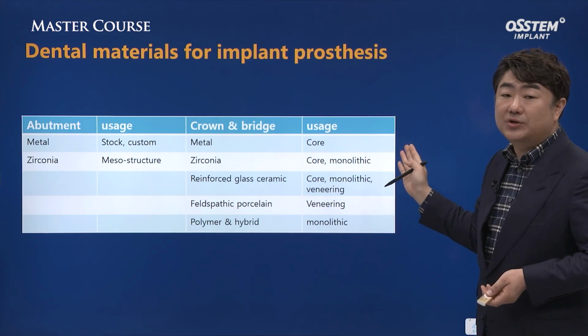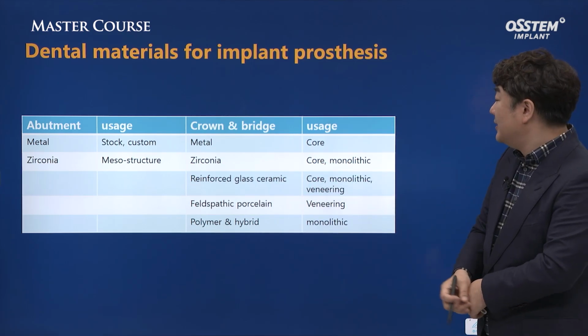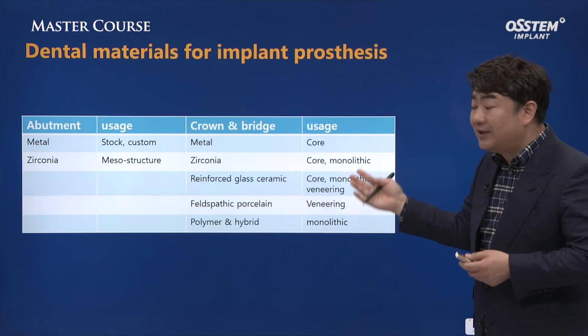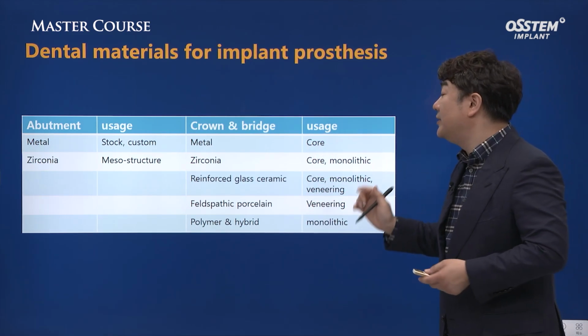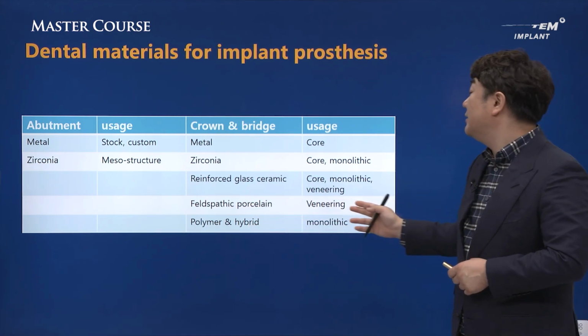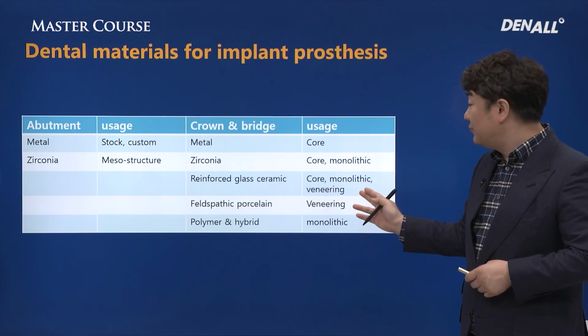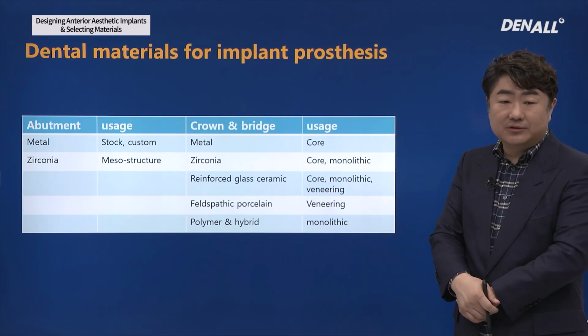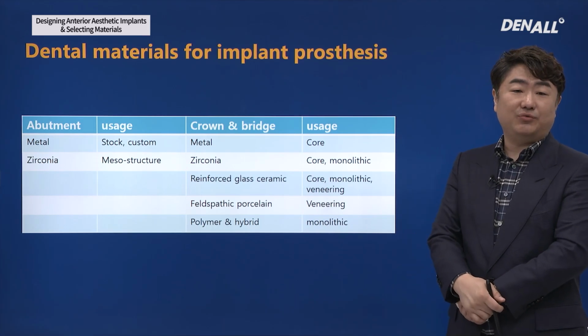As for zirconia, monolithic zirconia can be used, and as for glass ceramic like Emax, it can be used for core, monolithic, and veneering for zirconia, albeit less frequently. When aesthetics is important, the porcelain powder can be used for layering, and the use of polymer and hybrid is gradually increasing.